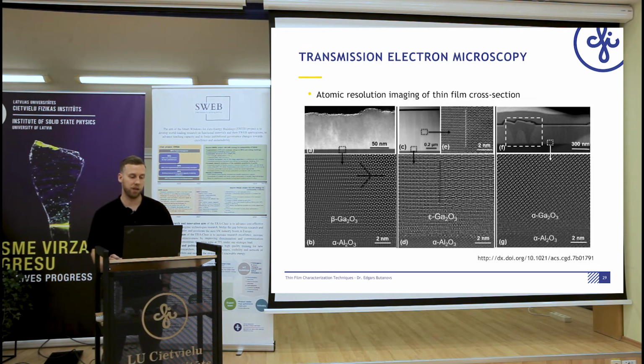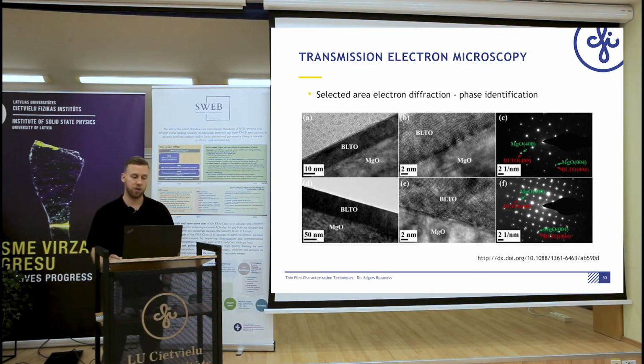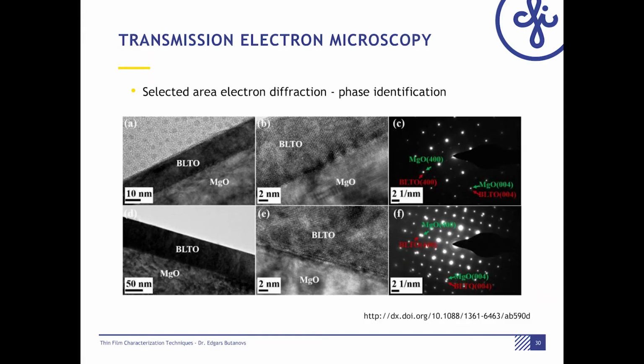In TEM, you can obtain atomic resolution of your thin film, and then, as I already said before, distinguish different properties of your thin film cross-section. So whether it's grain boundaries, some defects, and phase identification as well. Usually in the TEM tools, there's also a selected area electron diffraction measurement possibility, and that can be used for phase identification. Since similarly as with X-ray diffraction, the electron beam also diffracts in your crystal, and by measuring the diffraction pattern, you can estimate your phase and orientation as well.